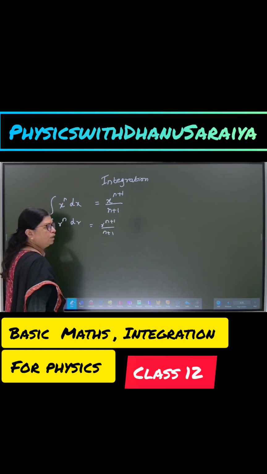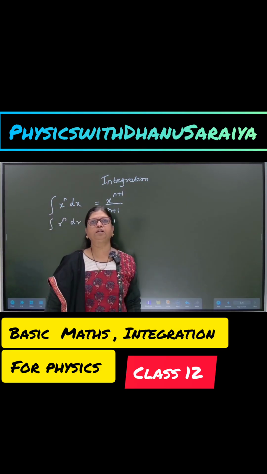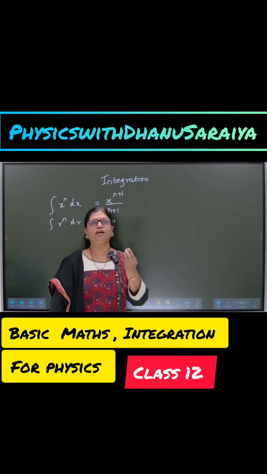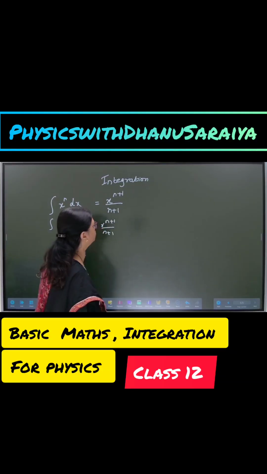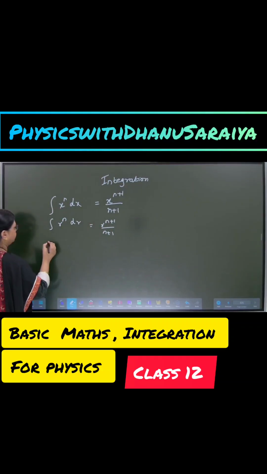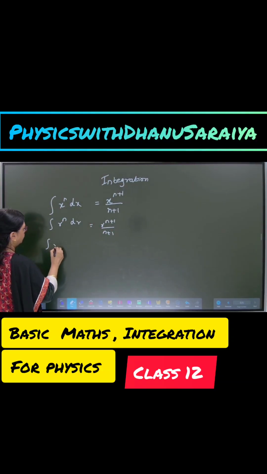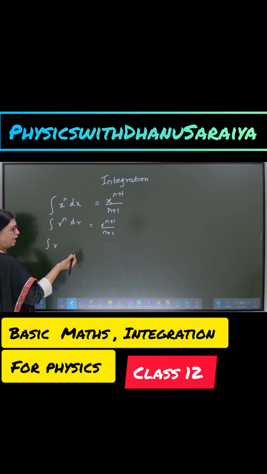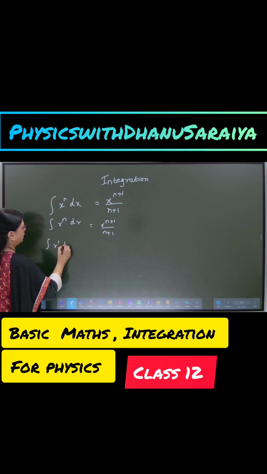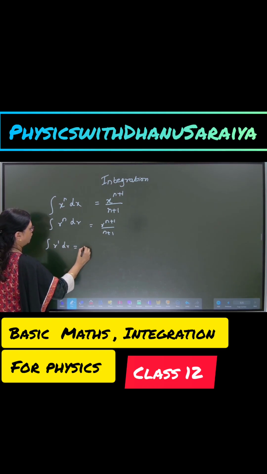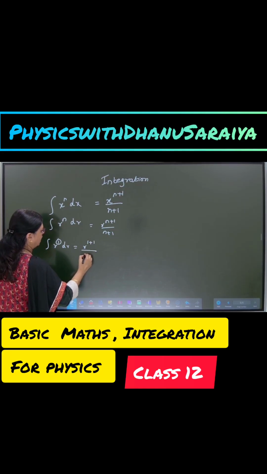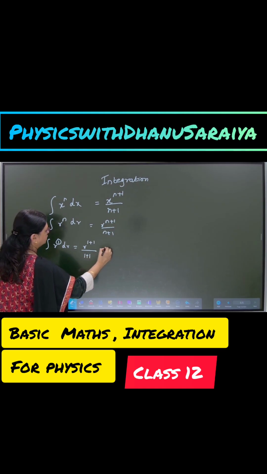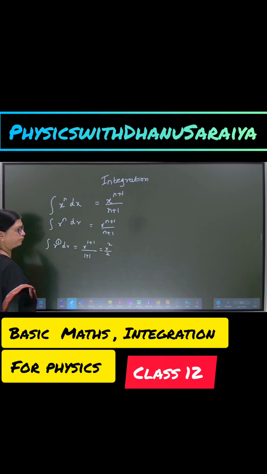Now, some of you may not be quick enough to remember the formula n plus 1. You have to just create your own trick. Now, what is the creation of the own trick? We will do with one example. Example, r, if I simply write r, it is r raised to 1 dr. What is the power of r at present? 1. So 1 plus 1, power plus 1 upon power plus 1 is the answer. So what is my answer? r raised to 2 by 2.